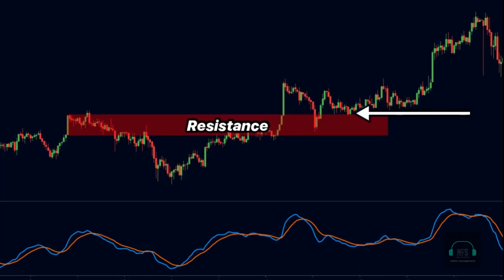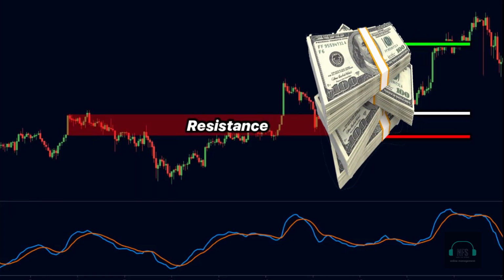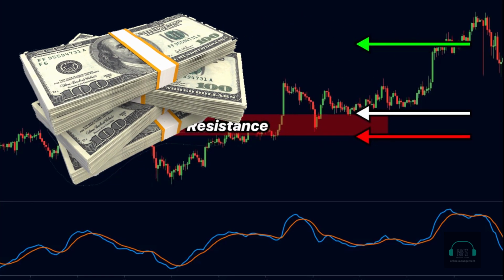So we enter on this candle, and we keep our stop loss below the support level. We can keep our targets at 1.5:1 risk to reward ratio. And as you can see, we made good profits here.